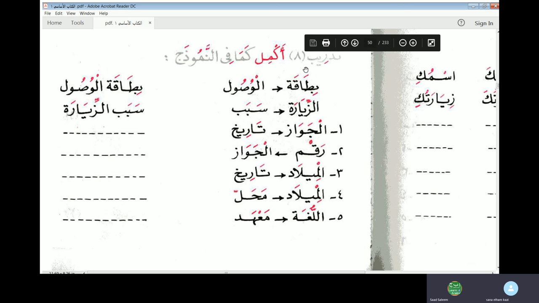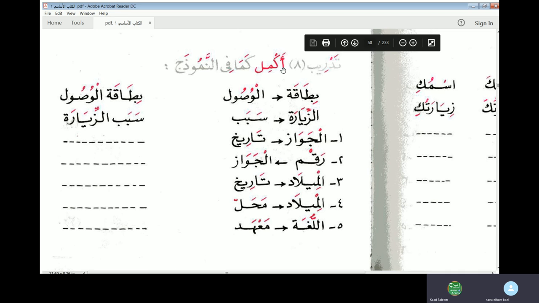Tadrib al-Thamaniya. Akmil kama fil namuzet. Tadrib al-Thamin. Complete like in the example. Bitaka al-Husul. Bitakatul Husul is the arrival card. Arrival card.